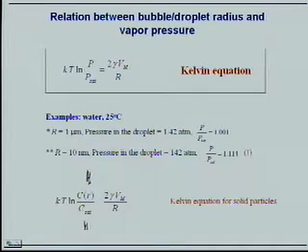So what this formula tells you is that the solubility of small particles is higher when the particles are smaller. You see, when you increase the radius, the solubility is going to decrease. When you decrease the radius, the solubility is going to increase. Now, let's think a little bit more practically here.